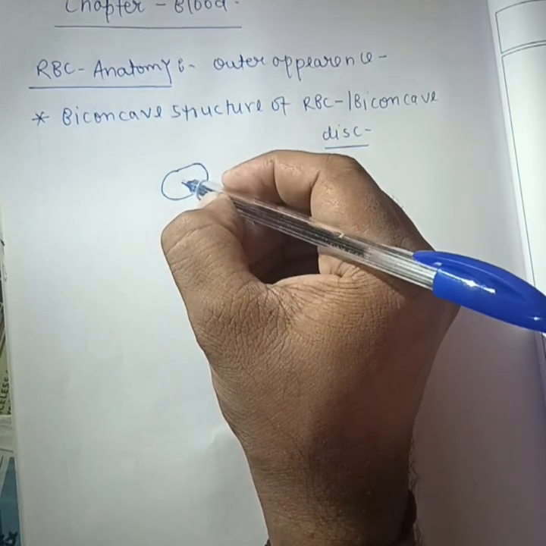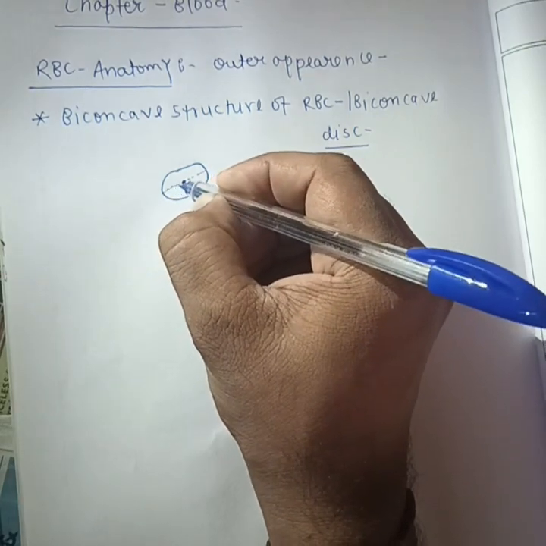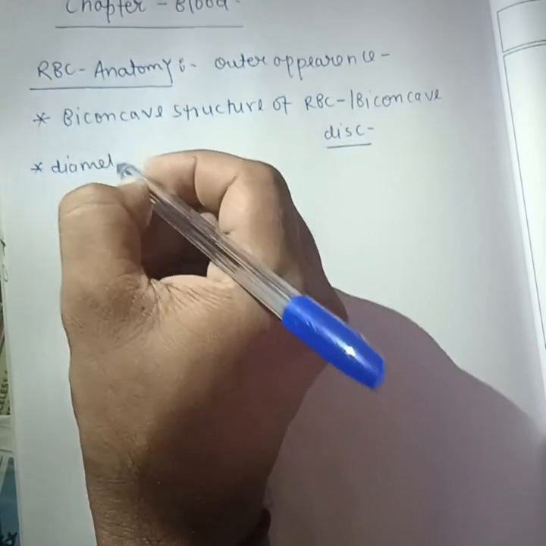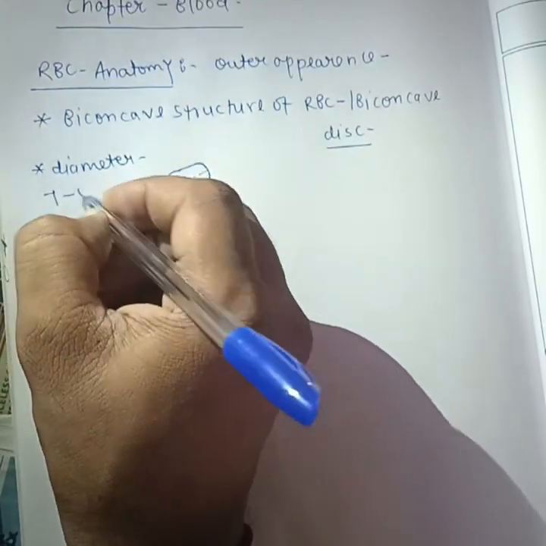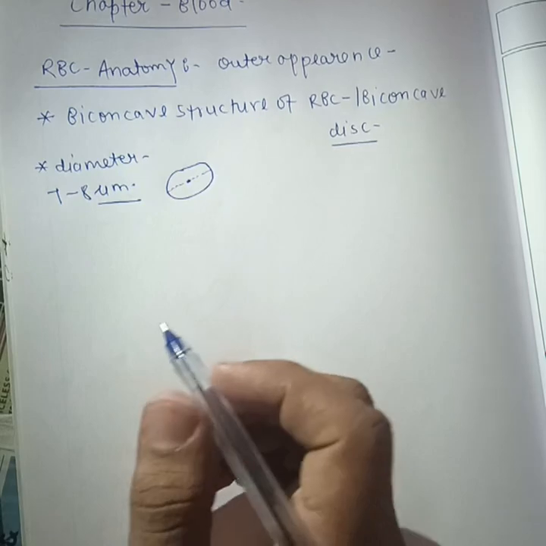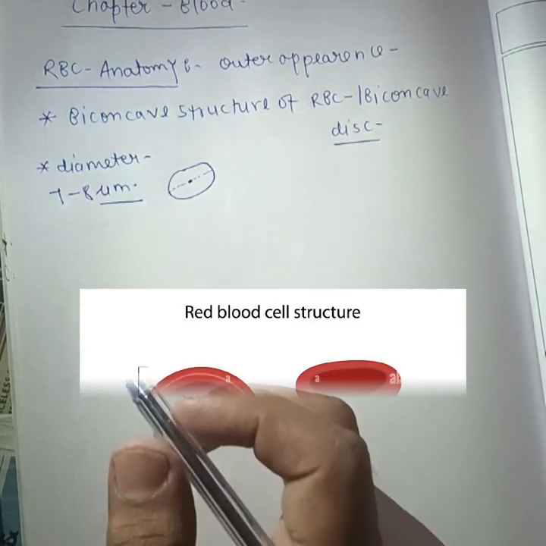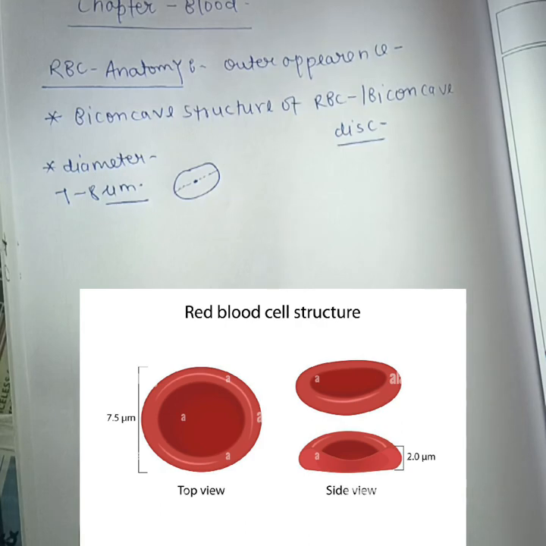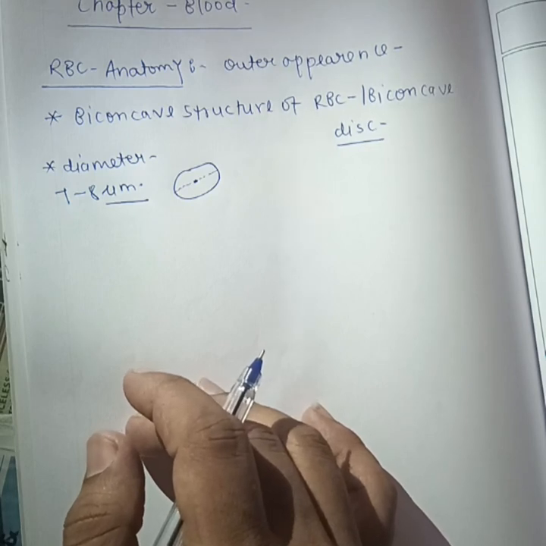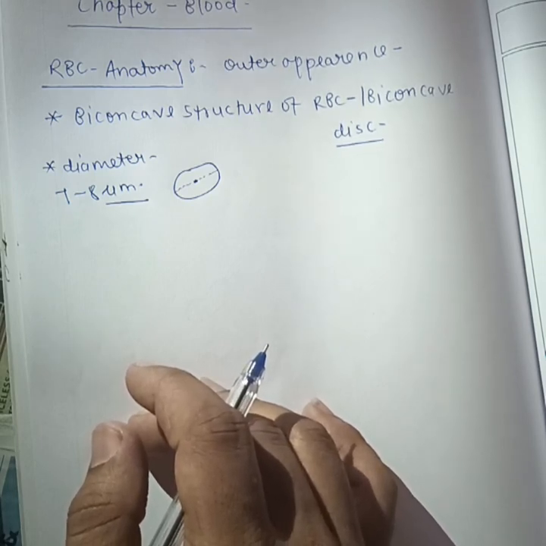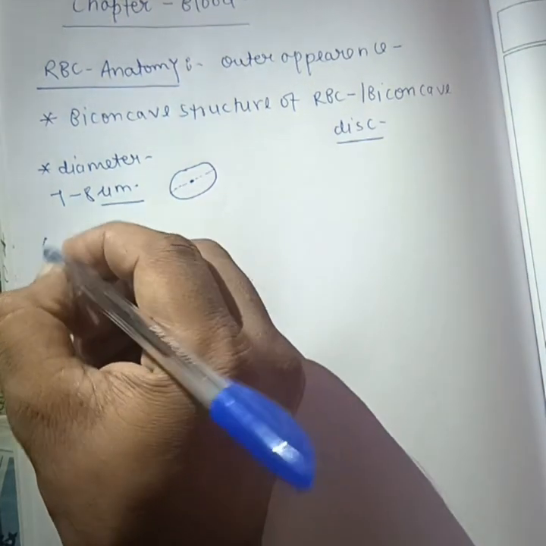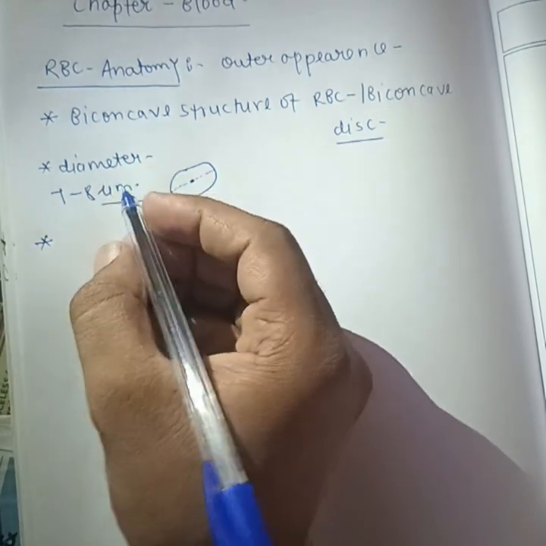So if it is like that, then what is its diameter? The second point is diameter. The diameter is about 7 to 8 micrometer. We all know that the RBC contains a respiratory pigment, that is hemoglobin. Hemoglobin contains the oxygen, which helps in the exchange of gases, breathing, and different types of substances like diffusion.